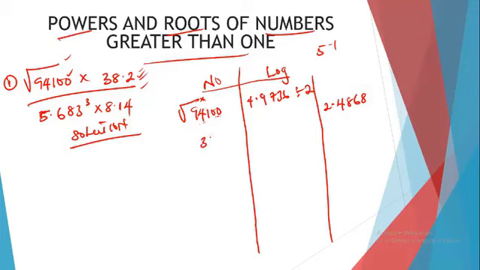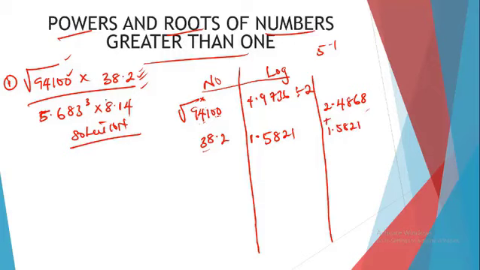We have 38.2. What's the characteristics? 2 minus 1, which is 1. We now search for 38 under 2. 38 under 2, which will give us 5821. Okay, 5821. Bring it down here, 1.5821, and then we'll do what?